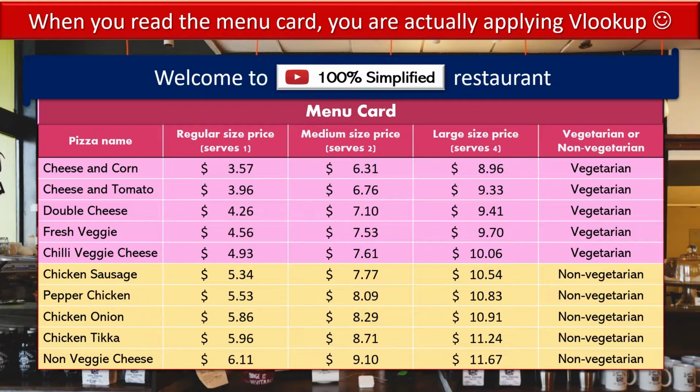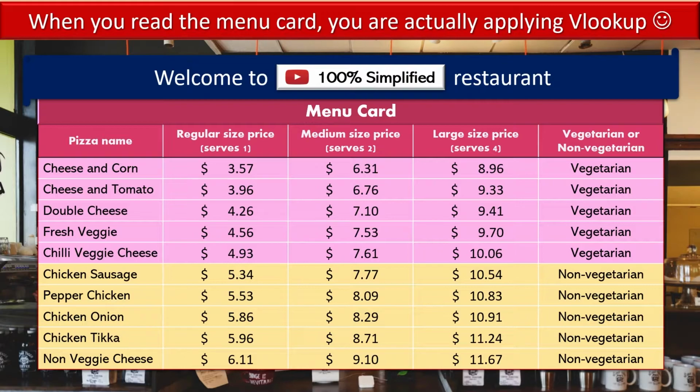As you can see, the menu card consists of the pizza name. It consists of columns which are available: the pizza name, the regular size price. The pizzas are available in different sizes. And we also have the column for vegetarian and non-vegetarian. The pink colored rows are nothing but the vegetarian pizzas, and the yellow colored rows are nothing but the non-vegetarian pizzas.